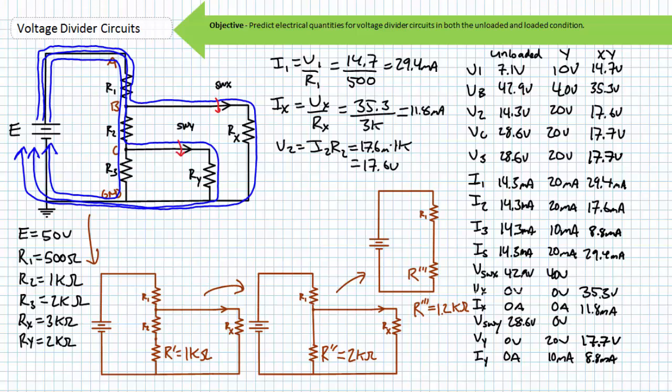Since we're assuming switch X is an ideal closed switch with no internal resistance, there will be no voltage drop across its two terminals. The same thing could be said about switch Y. Assuming it's an ideal closed switch with no internal resistance, there will be no voltage drop across its two terminals.